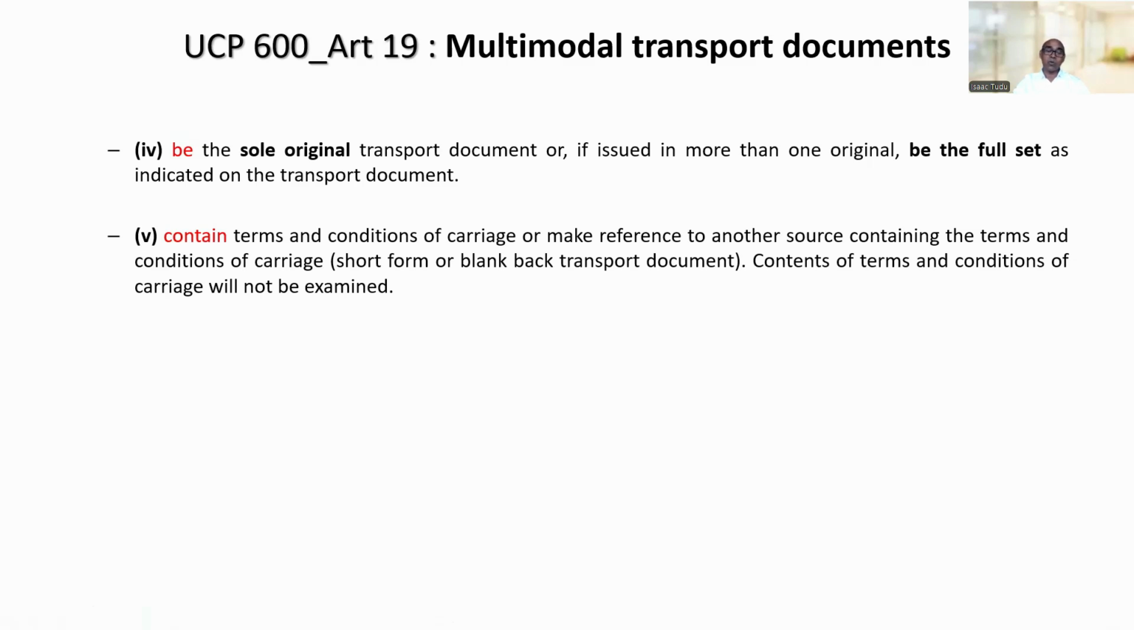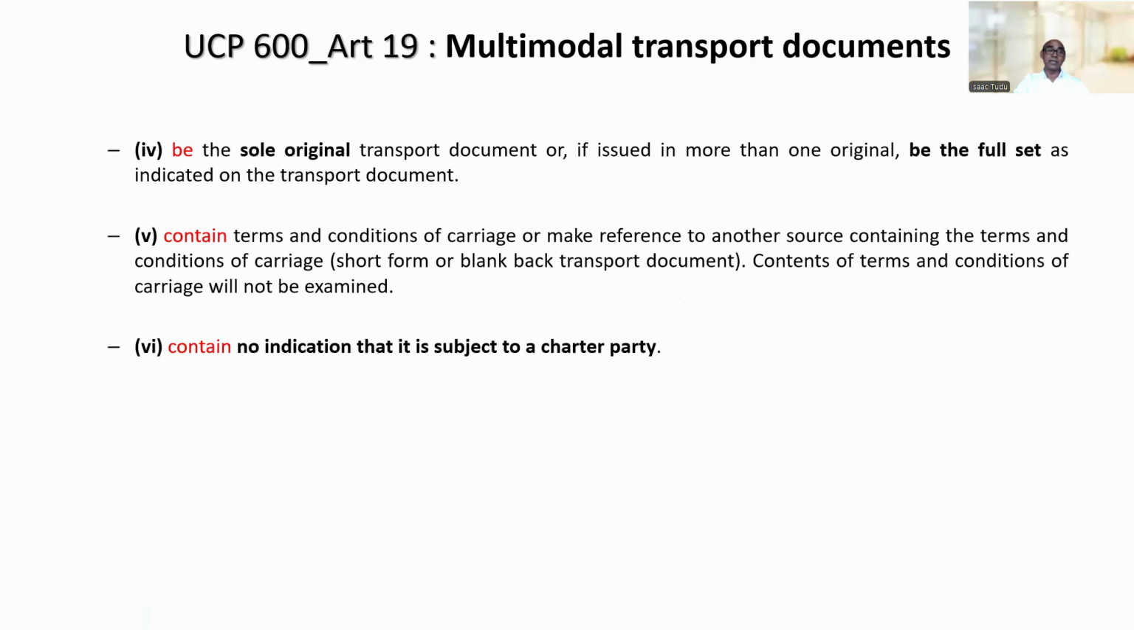However, as this is not always the case, this sub-article allows a multimodal transport document to make reference to a source other than the document itself. It means nothing will be printed on the back side of the multimodal transport document. Only the source will be given to determine these terms and conditions. A multimodal transport document that contains a reference to a source other than itself is described as a short form or blank back transport document. Remember, banks are not going to examine the content of the terms and conditions of carriage. So be clear on that.